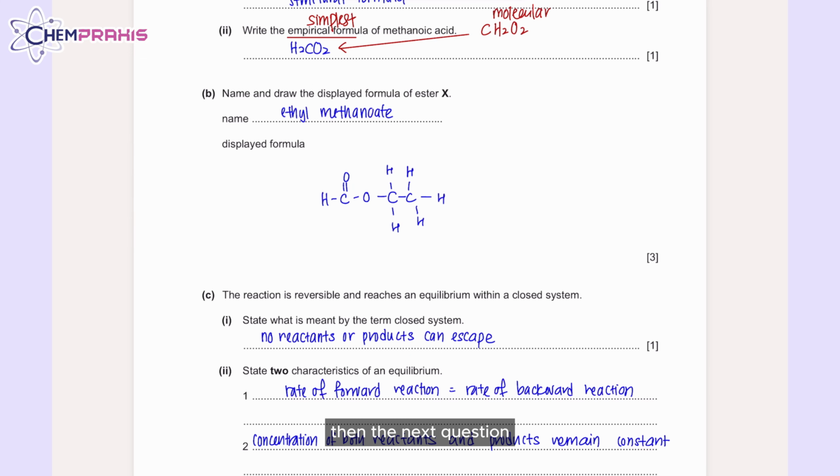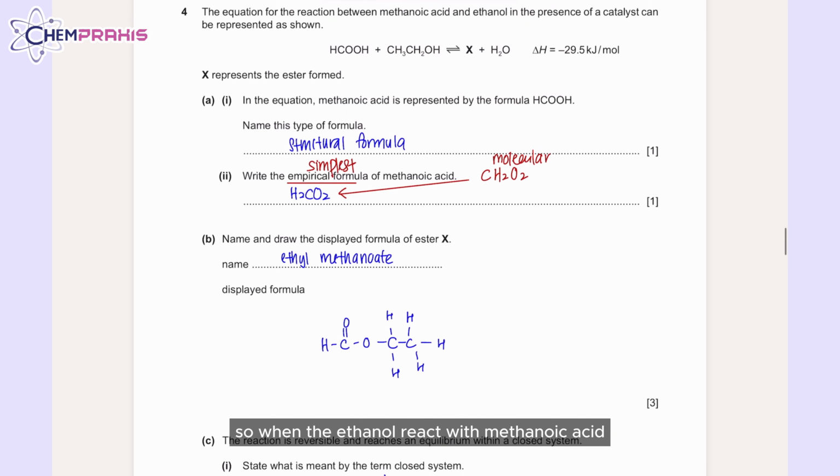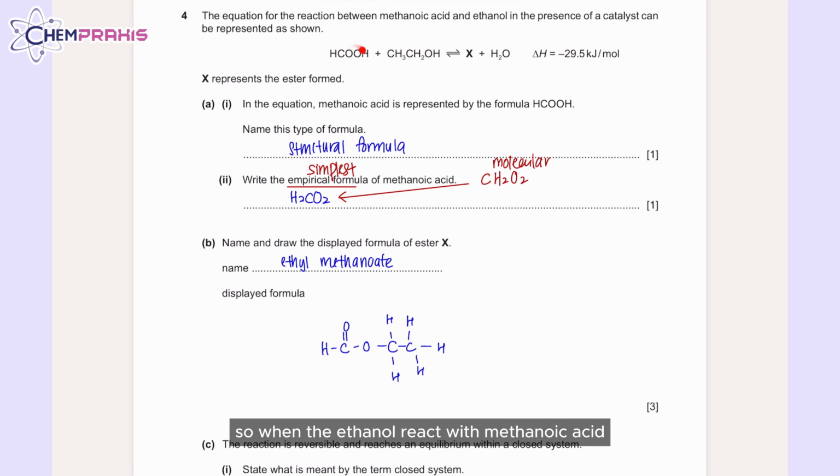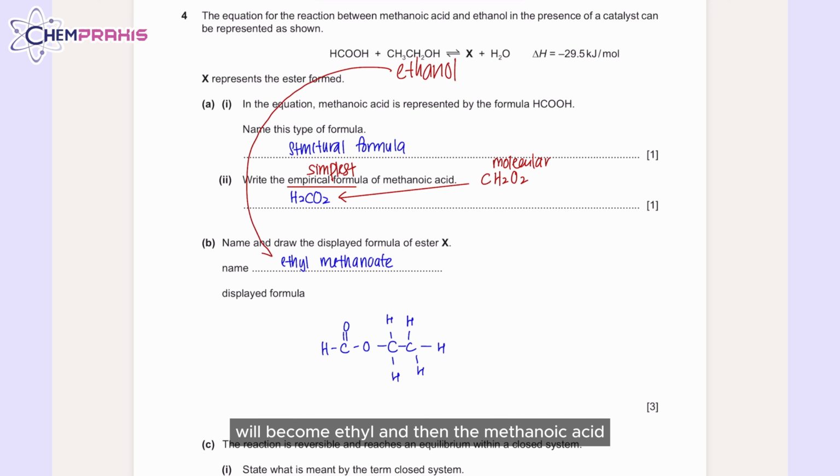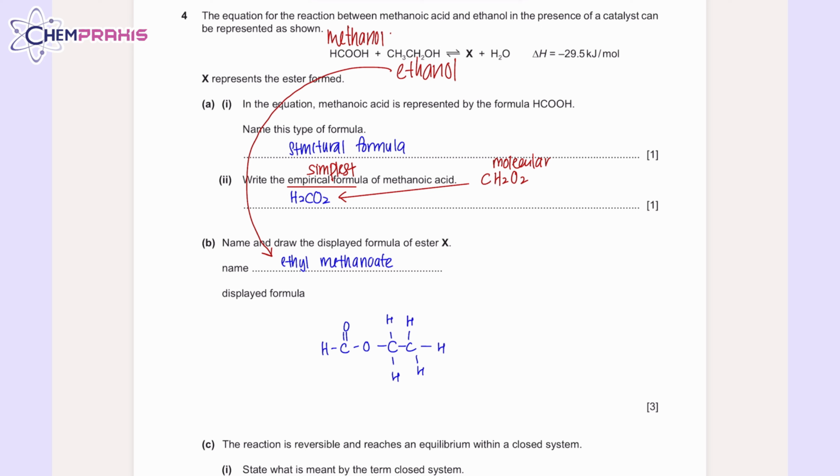Then the next question, name and draw the display formula of ester X. For display formula, please remember that you need to show all the atoms and all the bonds. So when the ethanol reacts with methanoic acid, they will form ethyl methanoate. We usually will name the alcohol first. So in this case, the ethanol becomes ethyl, and then the methanoic acid becomes methanoate.